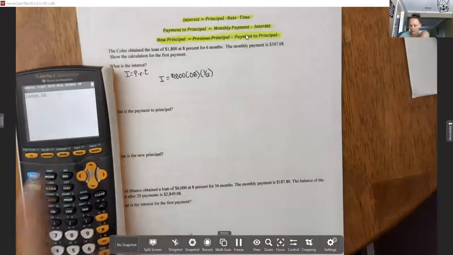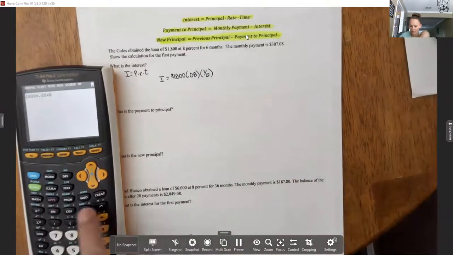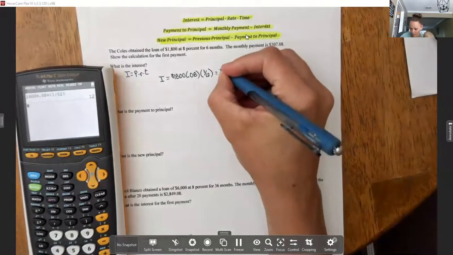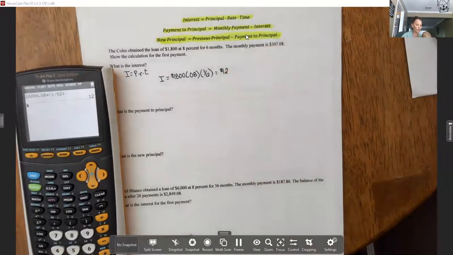Okay, 1,800 times 0.08 times 1 divided by 12. So that is $12.